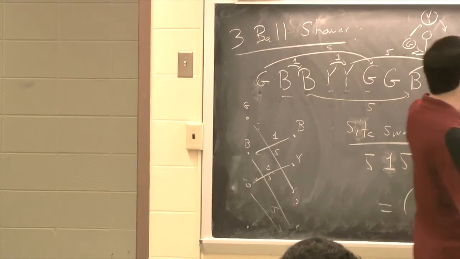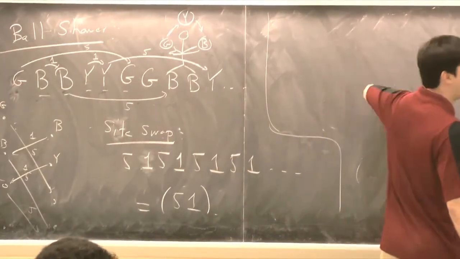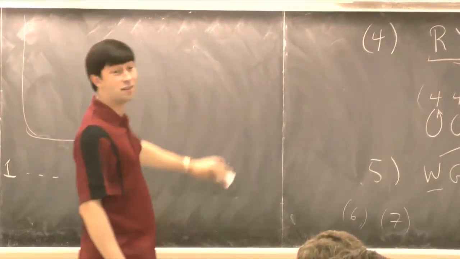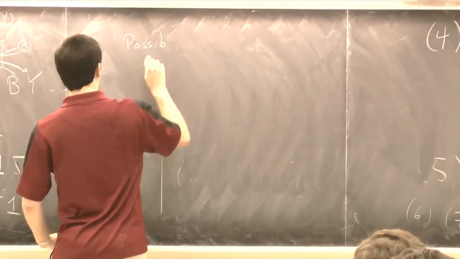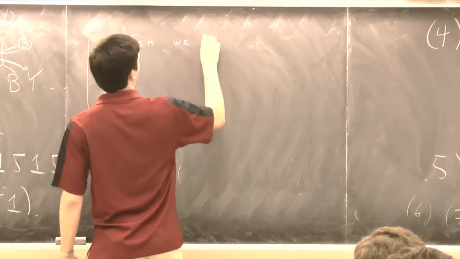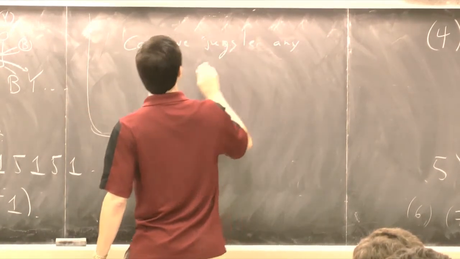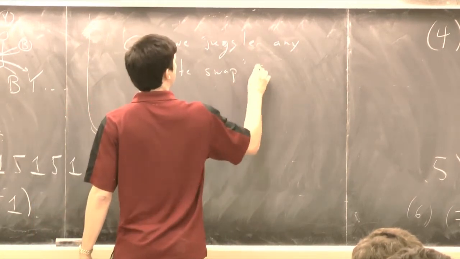The first thing you can do is say, well, can I just make up anything? Can I make up any kind of juggling? Can somebody make up a sequence? Maybe we'll do a challenge sequence. 6, 5, 4, 3, 2, 1. Okay, so can we juggle any site swap sequence?